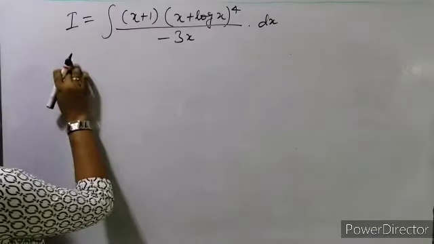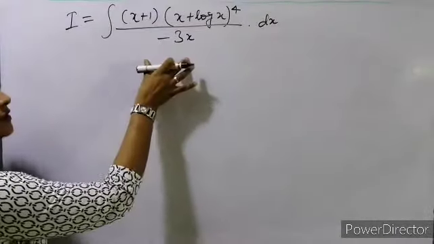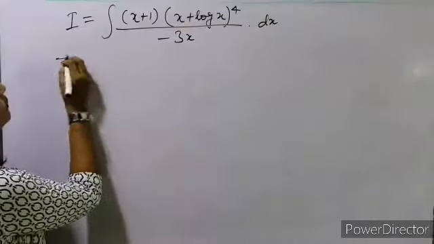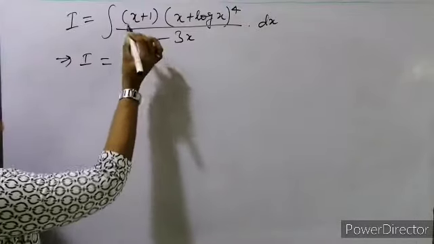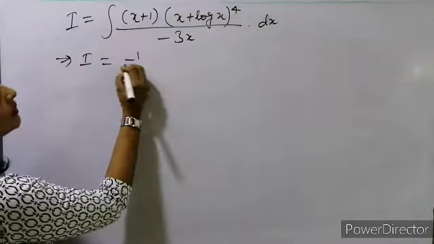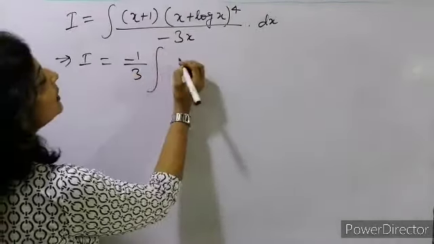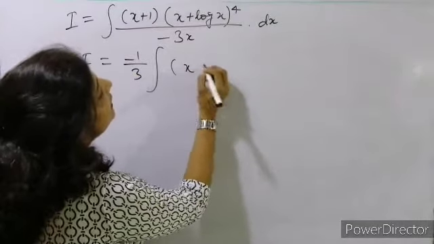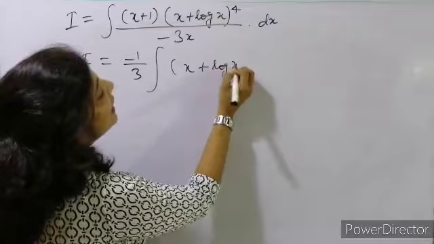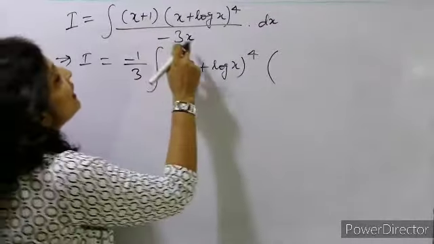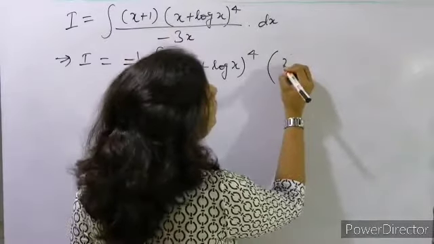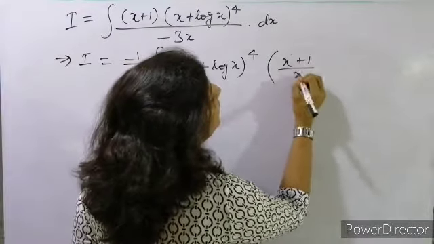So we have another question. We have to find the integral of this function with respect to x. First of all, we'll simplify it a bit. Minus 3, that is 1 upon minus 3, we can take common because it is a constant. So what value is left here? x plus log x to the power 4 multiplied by x plus 1 divided by x.